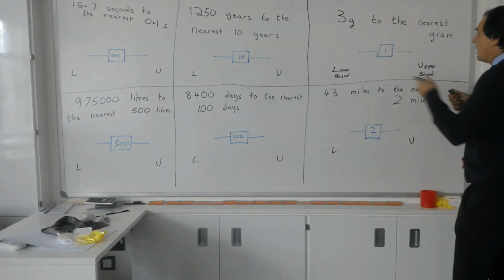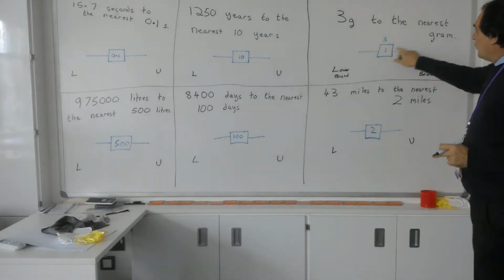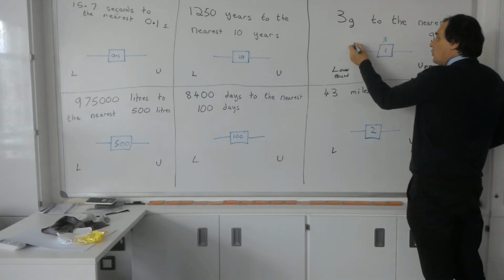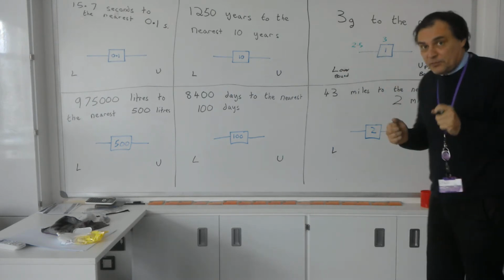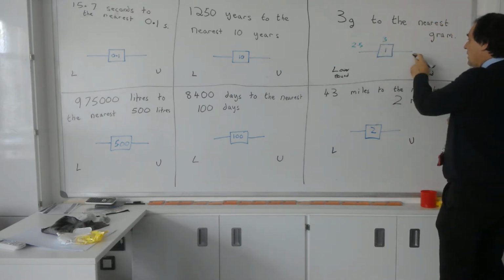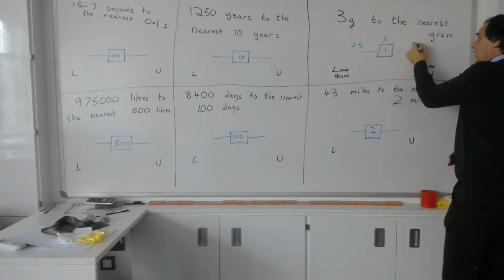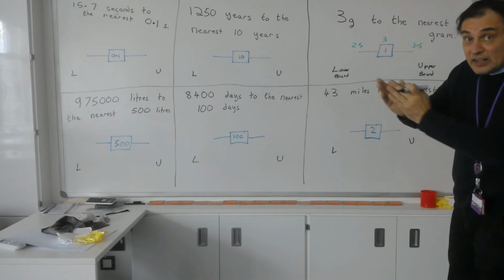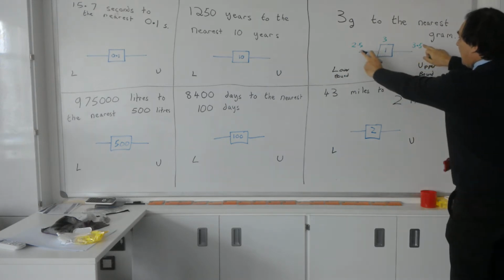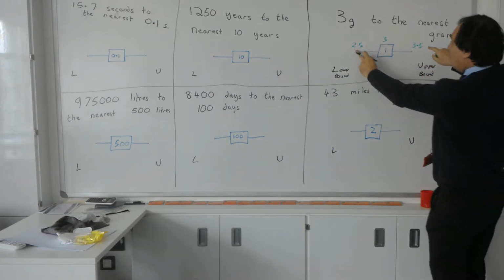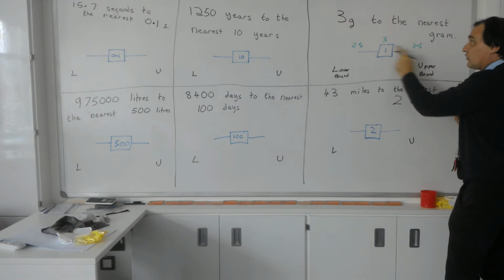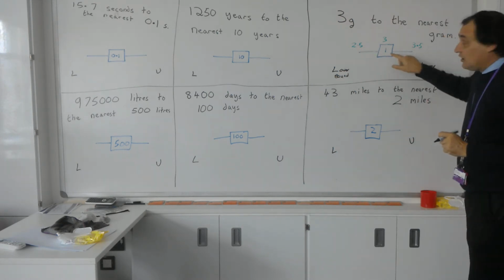So my 3 grams will be in the middle here, so I'll put my 3 in the middle. I've got to do it to the nearest gram, so the nearest 1 gram. The number going down would be 2.5, because 2.5 would be the smallest possible number that would round up to 3. In the same way, 3.5 will actually round up to 4, but it would be the first number that would round up to 4, so it would be our upper bound. So 2.5 would be our lower bound, 3.5 would be our upper bound, and if you notice, the gap between the 2.5 and the 3.5 is in fact 1.